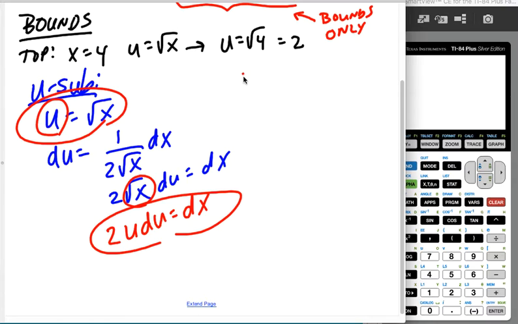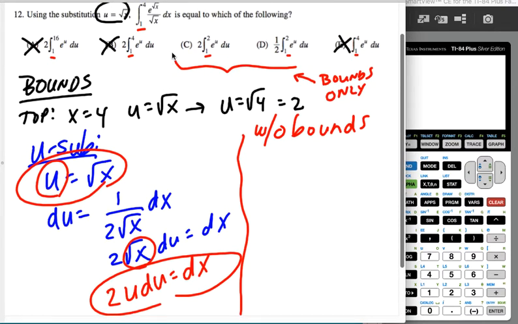So if I do the work on the integral without bounds, right, because I already know what the bounds are now. I know the bounds are going to be a 2 and a 1 because that's the only option. I have this integral of e to the u dx. Sorry, didn't mean a dx, my bad. Sometimes my brain gets tired. My dx is a 2u du.